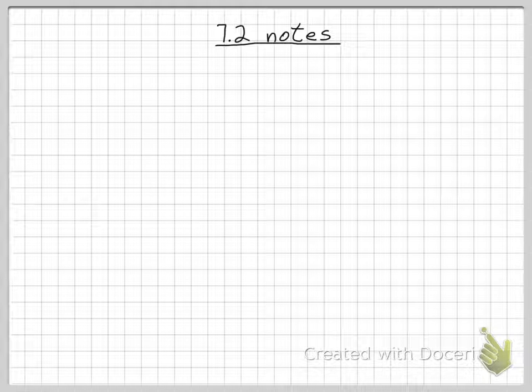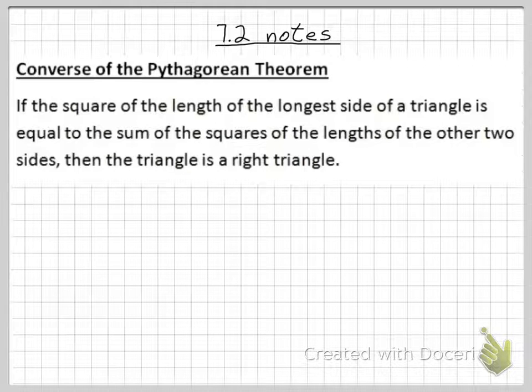Well, the converse of the Pythagorean theorem is also true, and we can use it to verify that a triangle with given side lengths is in fact a right triangle. And that's the topic for today, the use of the converse of the Pythagorean theorem. The converse states that if the square of the length of the longest side of a triangle is equal to the sum of the squares of the lengths of the other two sides, then the triangle must be a right triangle.